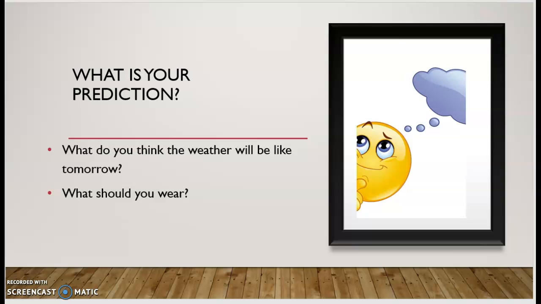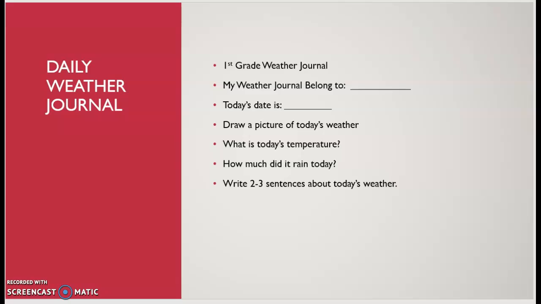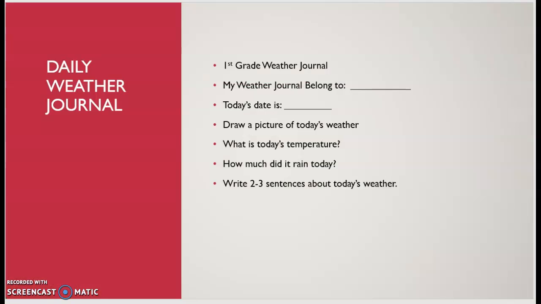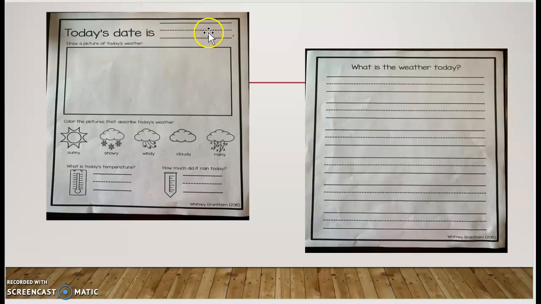This is all stuff we're going to put in our journals, our predictions and what we should wear and what the weather was today. So we will move on to our daily weather journal. It's our first grade weather journal. In it, we're going to start with the page that says my weather journal, and you're going to write your name here. This journal belongs to, so I'd put Mrs. Summerfield. And then in the next page, the date. The date is September 5th, 2021. So I want you guys to write that in that area.